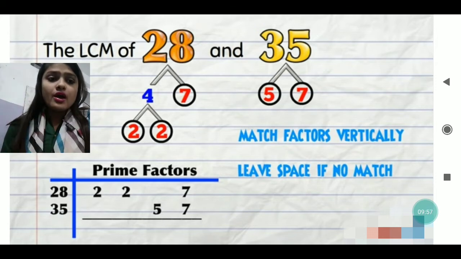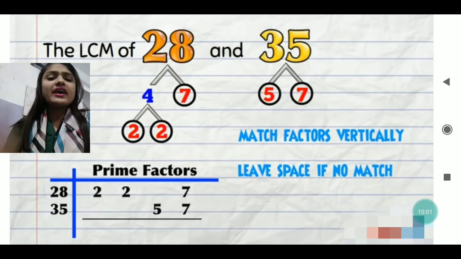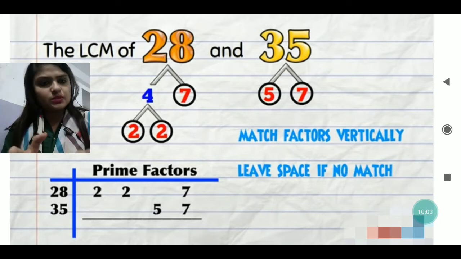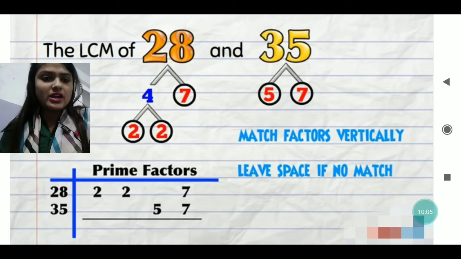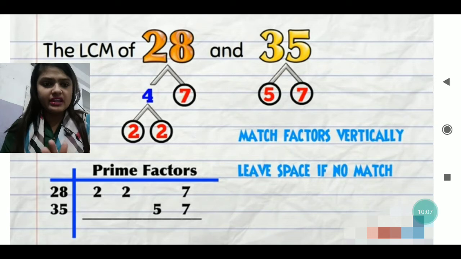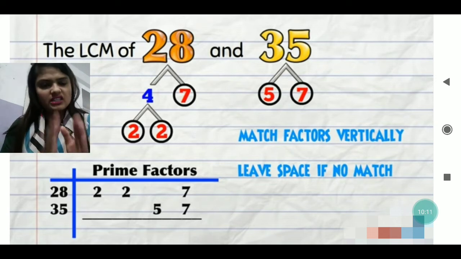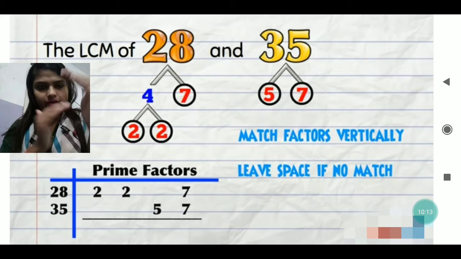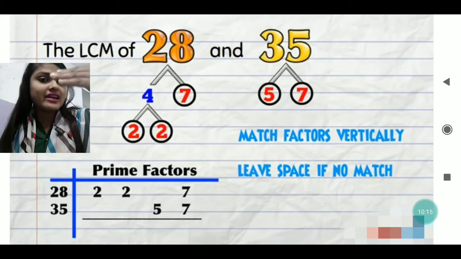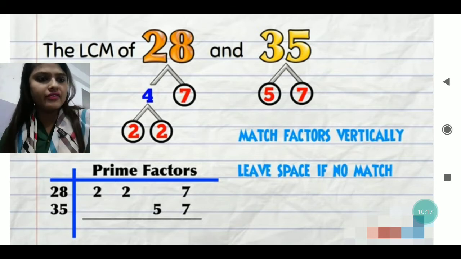What is the reason? Match the factors vertically, and leave the space where there is no match. Where there's 2 and 2, there is no match, so that space we will leave. 5 has no match, so we will leave that space. 7 and 7 is matching, so we will write 7 and 7 one after another. Means if we write 7, just below it we will also write 7.